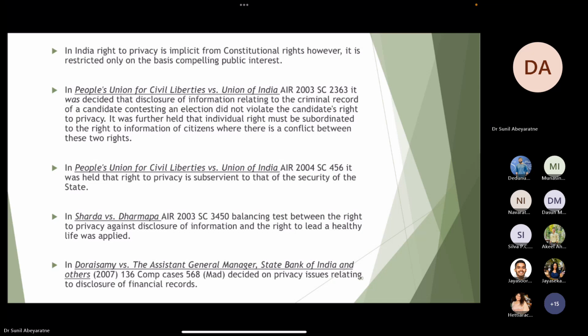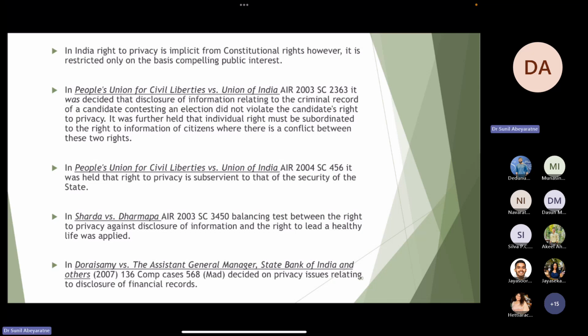So they consider this person is a public figure. To consider whether to vote in favor of this person or not, voters have a right to know about this person. Therefore, publication or disclosure of various information related to the criminal record of this person, the candidate, is not a violation of privacy law. This is what was decided in this case.